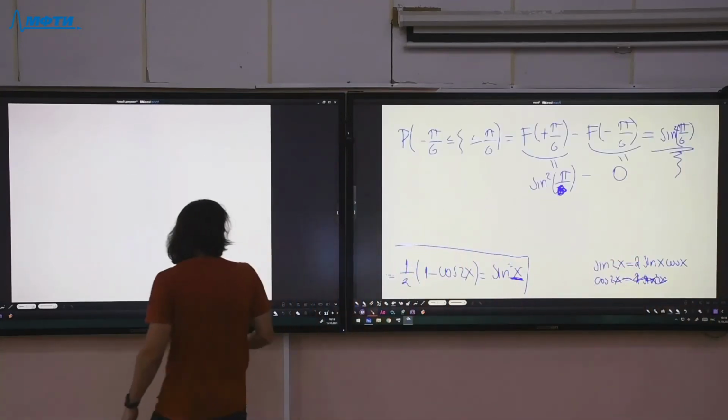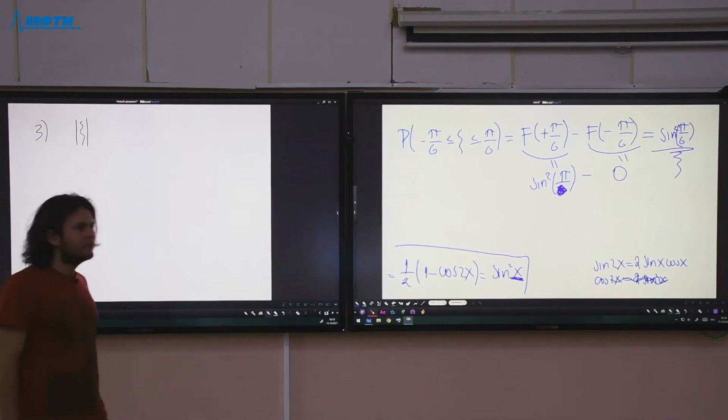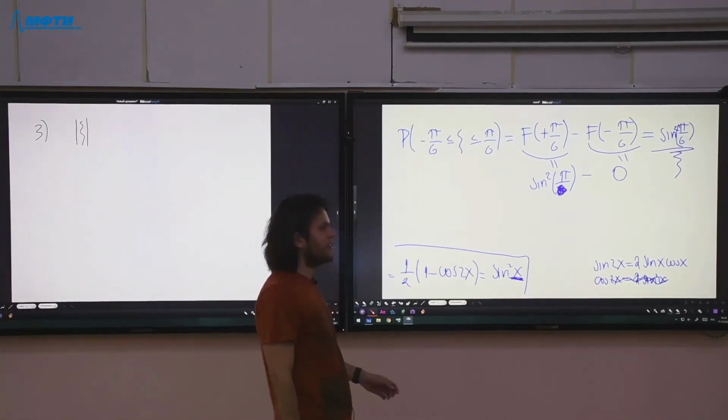So look, what is the deal? We are saying that, so this is the third problem. The absolute value of psi is a random variable.